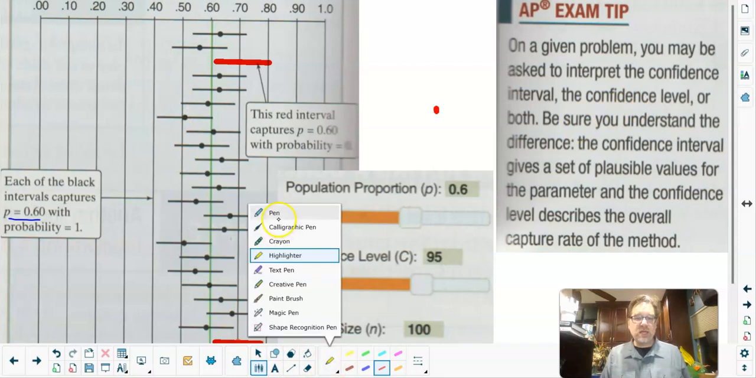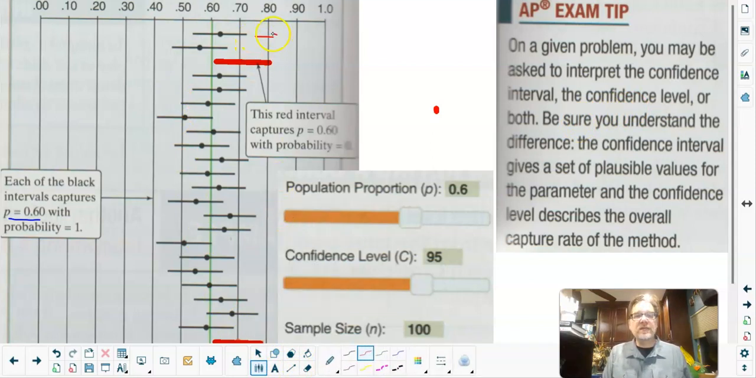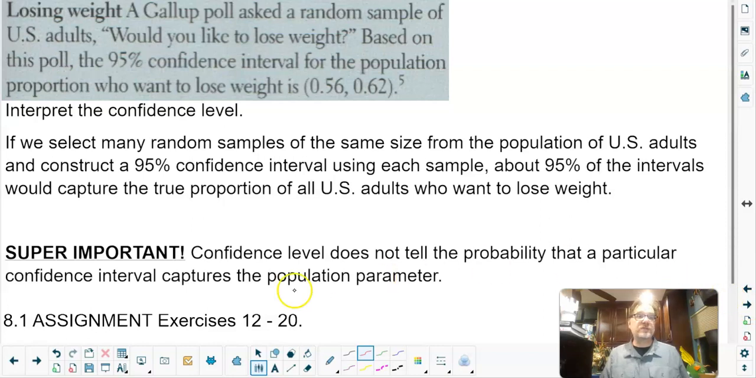This single line right here is a confidence interval. Intervals go from point A to point B with the estimate right in the middle. That's a confidence interval. The confidence level says C% of all intervals have that parameter. All right, so know the difference.